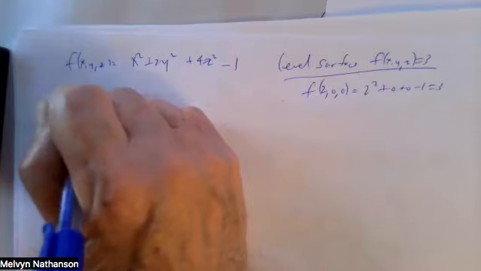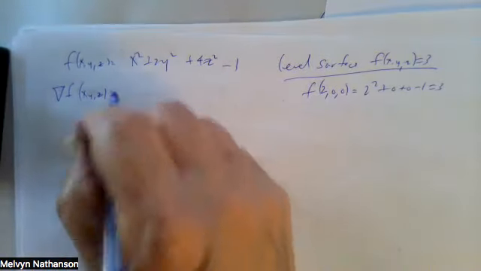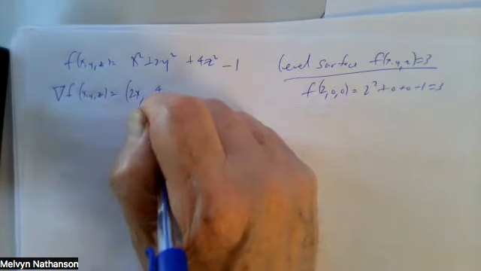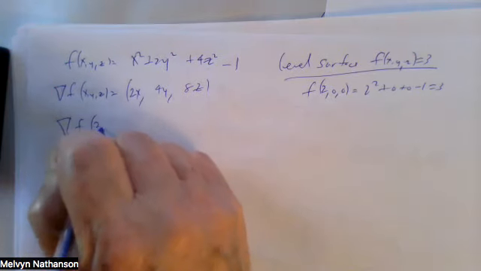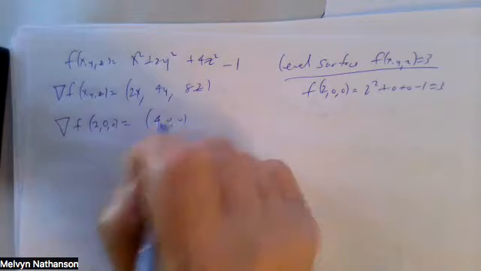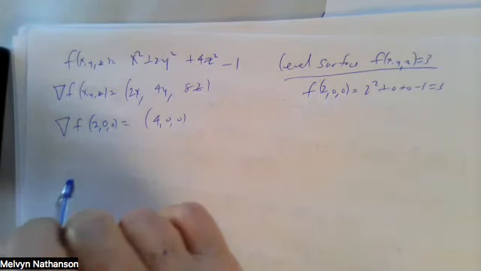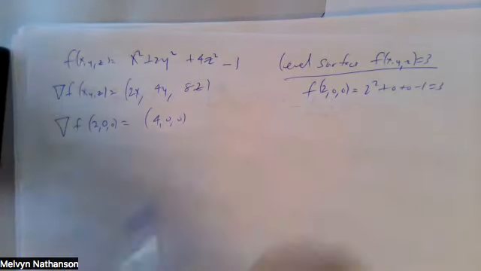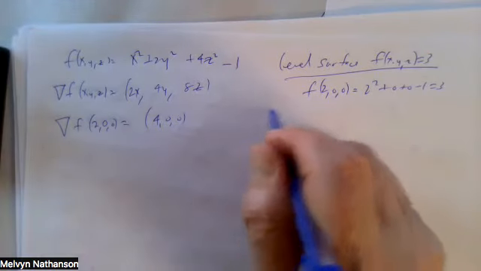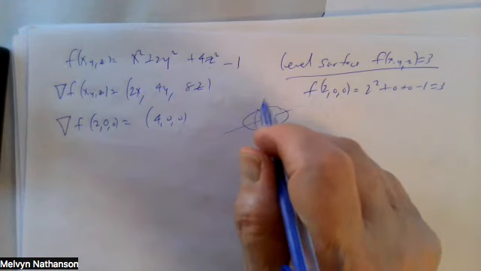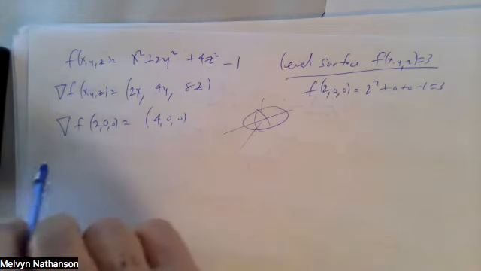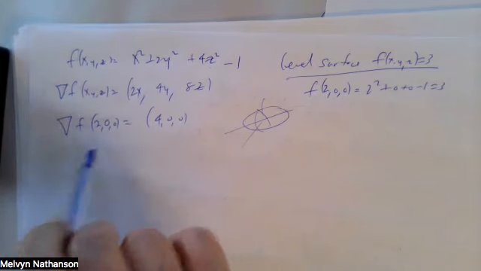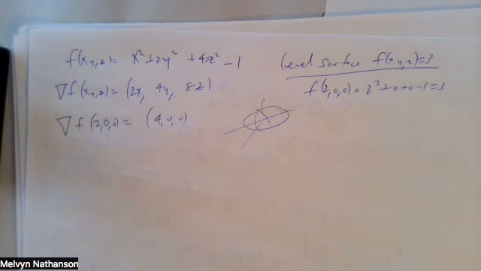And the gradient of f: you take the partial of f with respect to x, that's 2x. Partial of f with respect to y is 4y. Partial of f with respect to z is 8z. So the gradient of f at the point 2, 0, 0 is 4, 0, 0. This level surface is an ellipsoid. It's impossible to draw. But if you want the directional derivative at some point, you just take the dot product of the gradient with the unit vector in that direction. That's what it is.